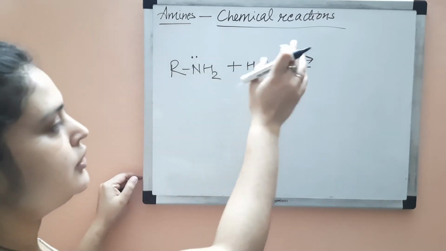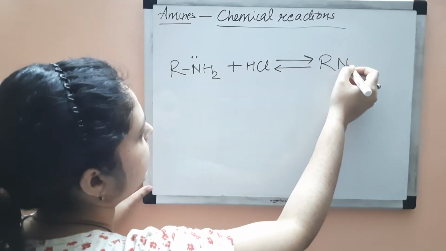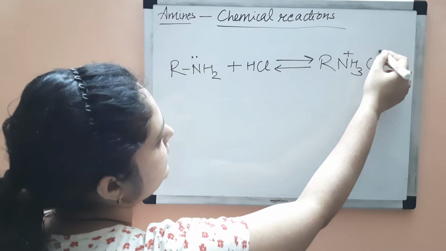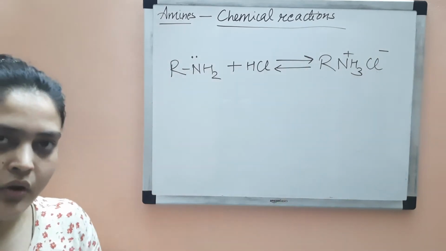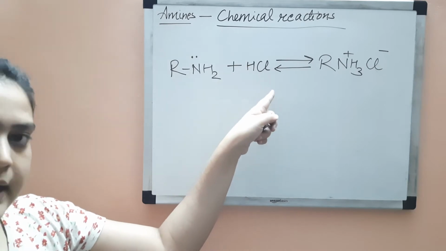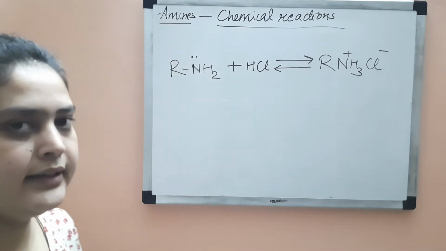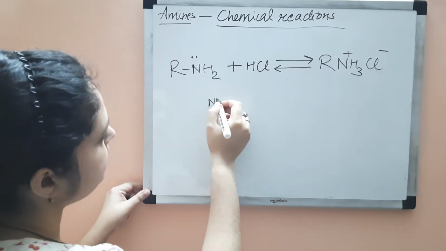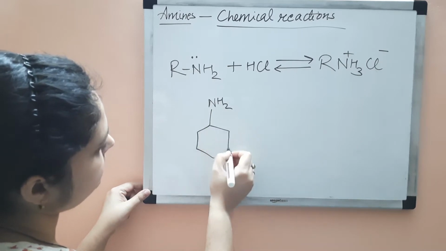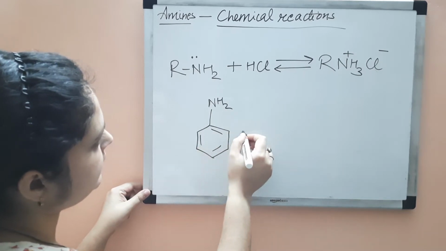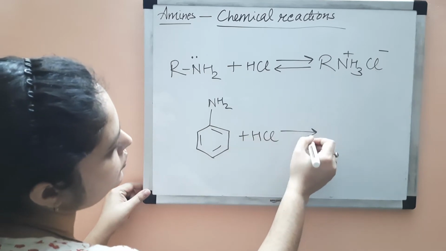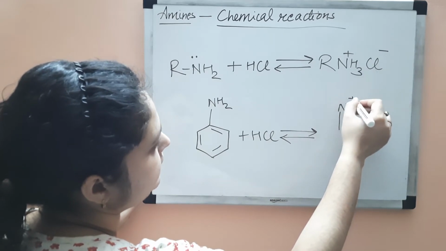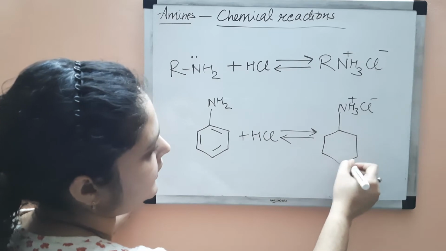Base reacts with acid to form salt. So a salt will be formed like RNH3+ X-, that is here Cl-, right? So this is the salt from the base and acid. We can take another example of aniline, right? So aniline here, NH2 and benzene ring, and you add HCl, so you will get the salt, C6H5NH3+ Cl-. So this is the salt from the aniline.